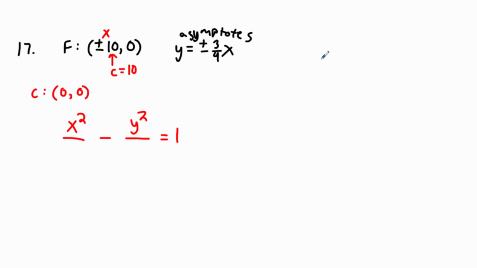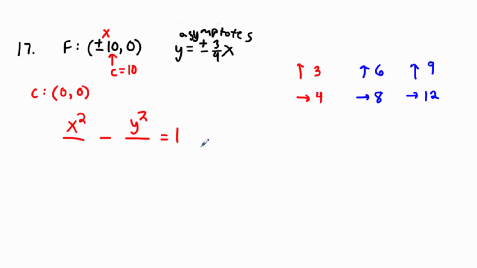Now think about what our asymptotes being at positive and negative 3/4 is telling us. It's telling us that we're rising 3 as we're running 4. The problem is that rising 3 and running 4 means that our box could be up and down 3 and left and right 4, but also we could rise 6 and run 8, or we could rise 9 and run 12, or any other set of multiples that would reduce to 3 over 4.